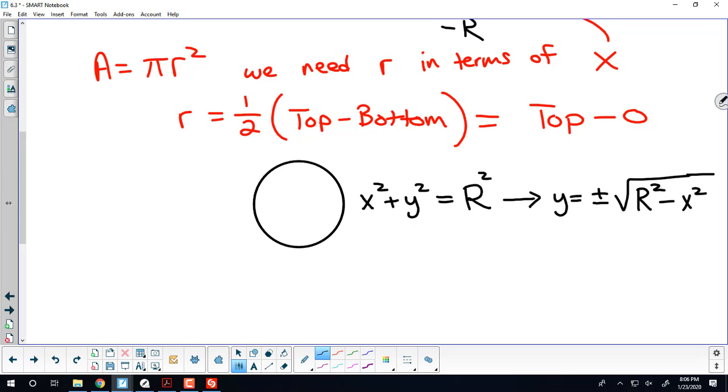Is everybody okay with that? That's the equation of that circle, which represents the boundary of the sphere, however you're looking at it. Any questions? Okay, so we've got a y that's positive and a y that's negative. So here's our y that's positive, and here's the y that's negative.